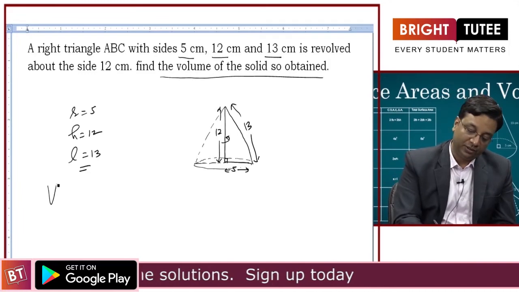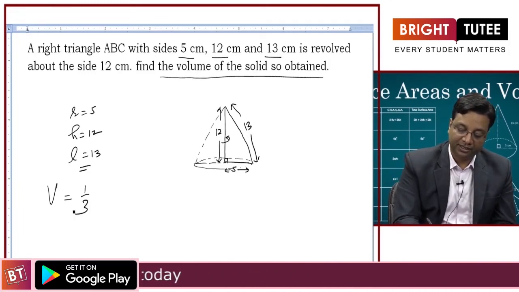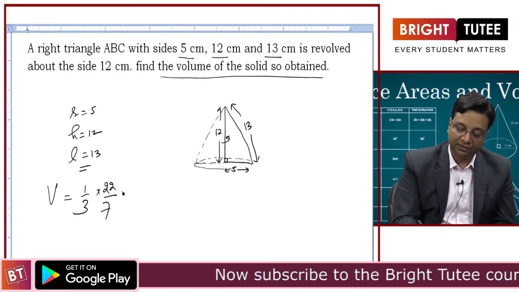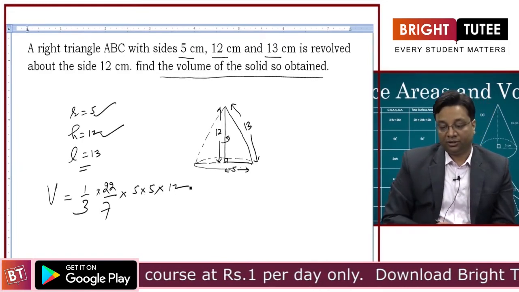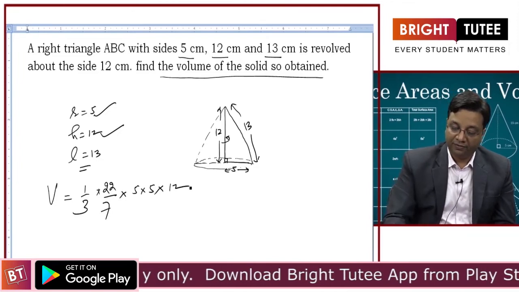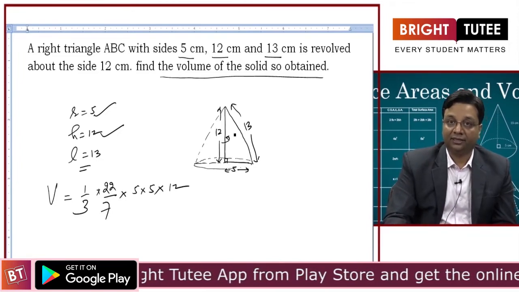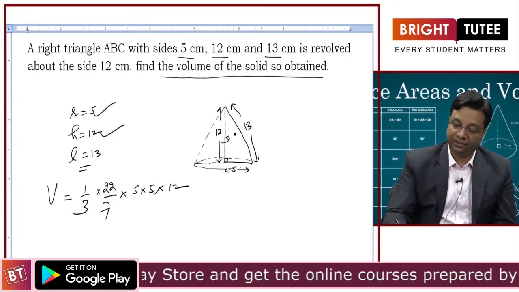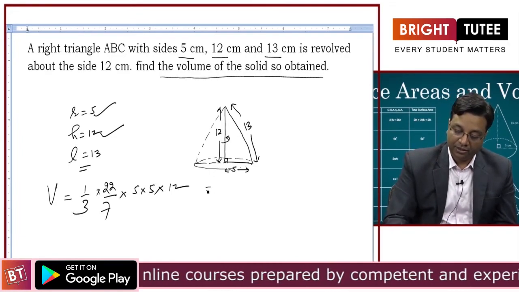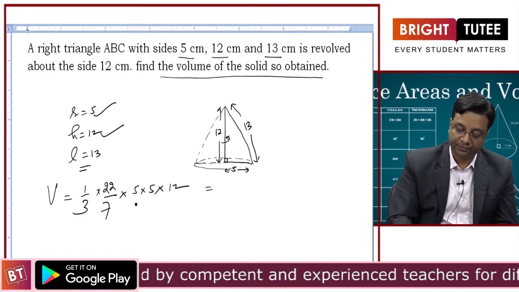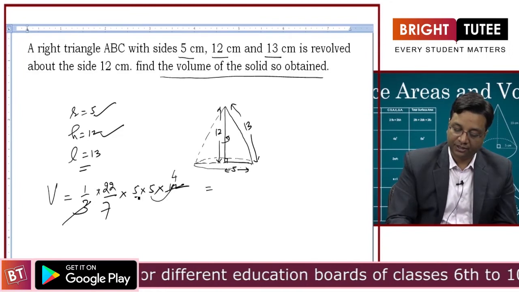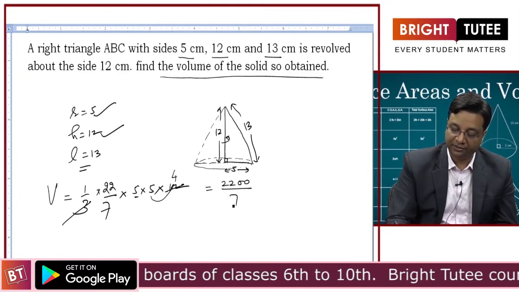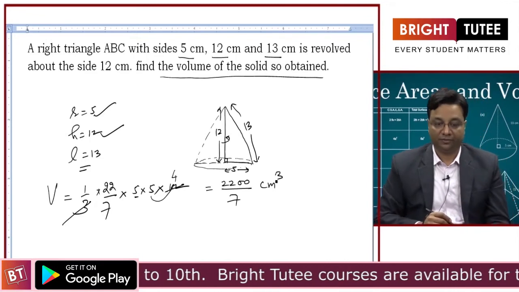So volume we can calculate as 1 by 3 pi, pi I am taking as 22 by 7, radius square, that is 5 into 5 into height 12. So this will be the volume of this solid when we are rotating the right triangle about the side which is 12 centimeter, okay. So it will be equal to 2200 by 7 centimeter cubes will be the volume.